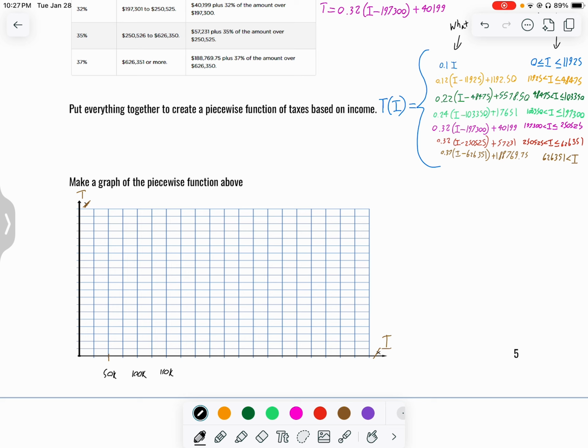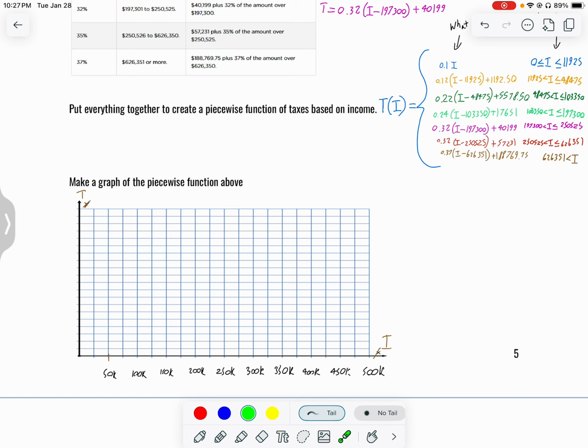150K. 200K. 250K. 300K. 350K. 400K. 450K. And 500K. Now, even though I'm going up to 500,000, I won't be able to get this last one on the graph. That's okay.